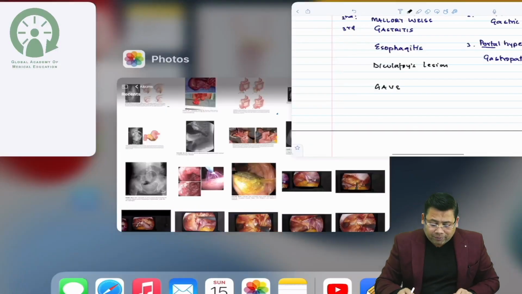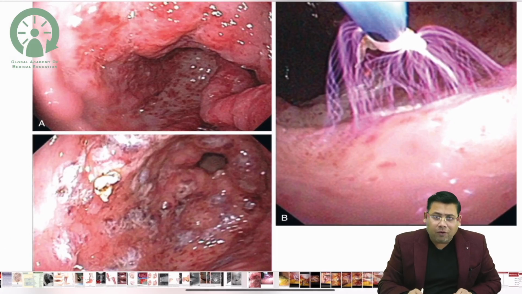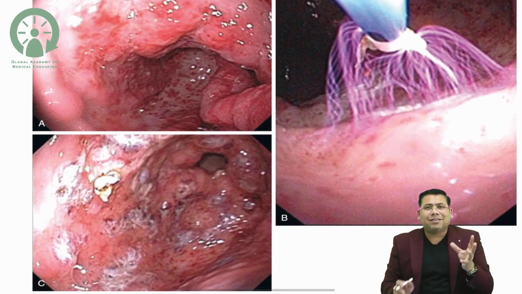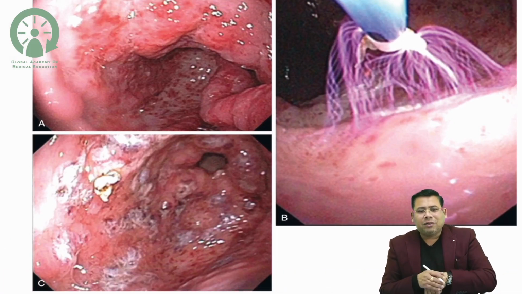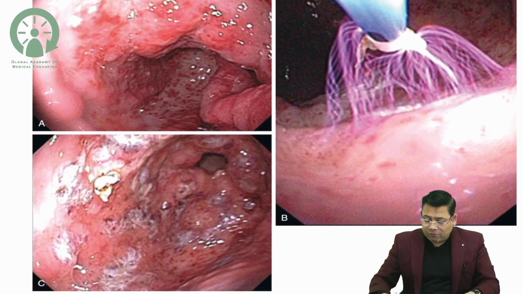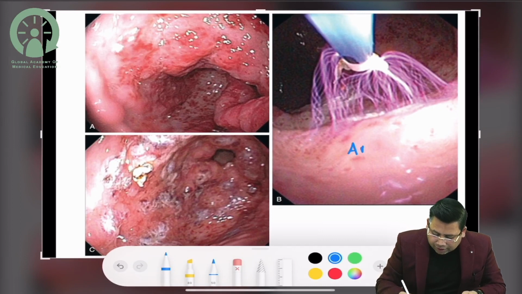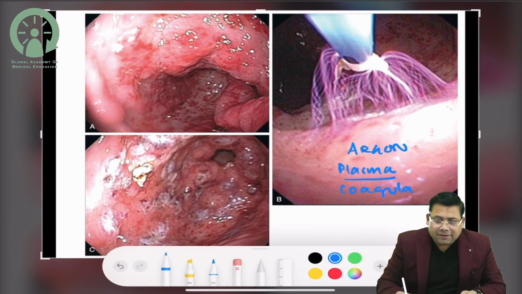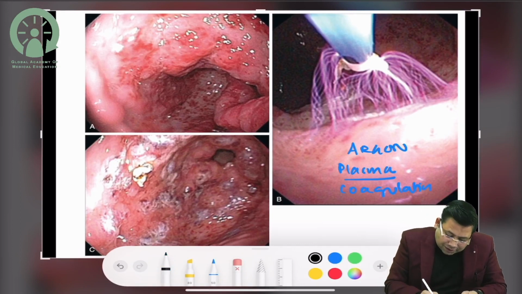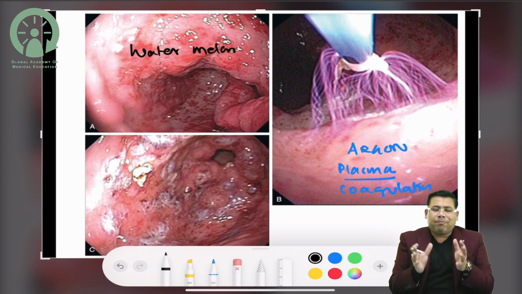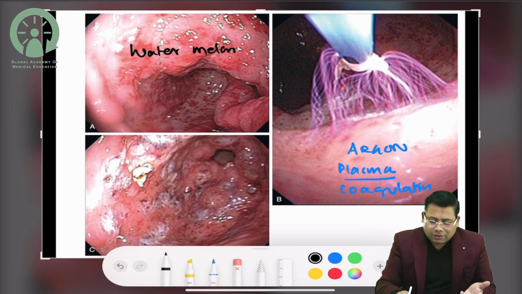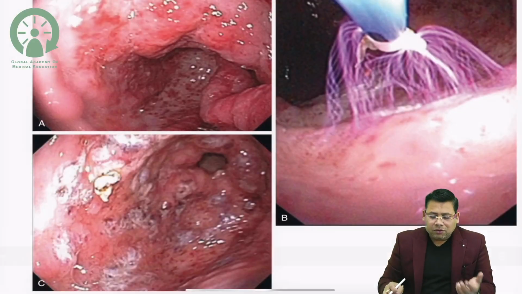Let me show you an image of watermelon stomach. This is how a classical watermelon stomach looks. Can you see the classical watermelon pulp, and what is the technology that you are seeing next to it? It's an APC. What is APC, students? APC is argon plasma coagulation, and this is the standard of management. If you see the pulp of a watermelon when you cut it, you get to see the classical watermelon stomach. So there are a lot of things.